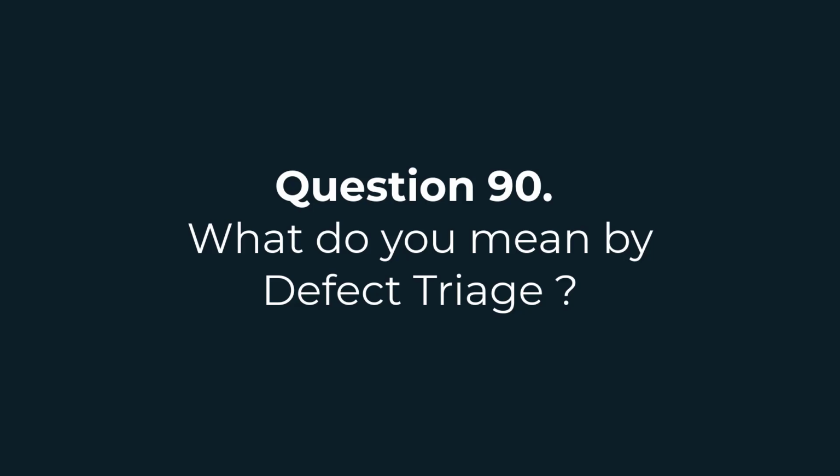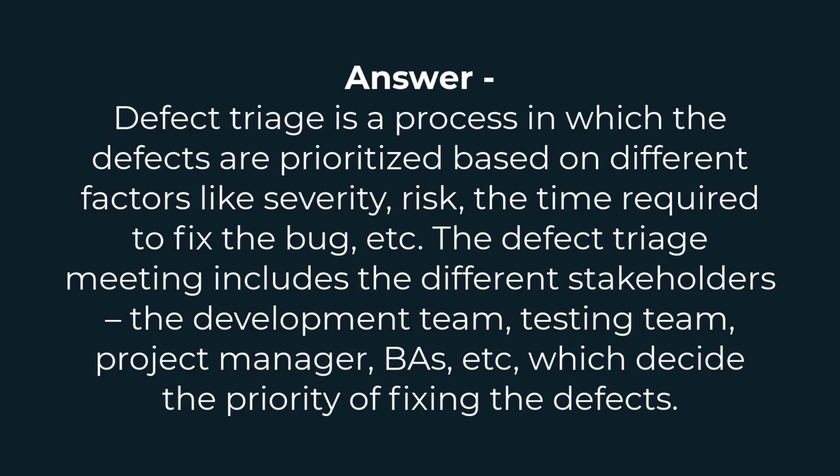Question 90. What do you mean by defect triage? Answer. Defect triage is a process in which the defects are prioritized based on different factors like severity, risk, the time required to fix the bug, etc. The defect triage meeting includes the different stakeholders, the development team, testing team, project manager, BA, etc., which decide the priority of fixing the defects.